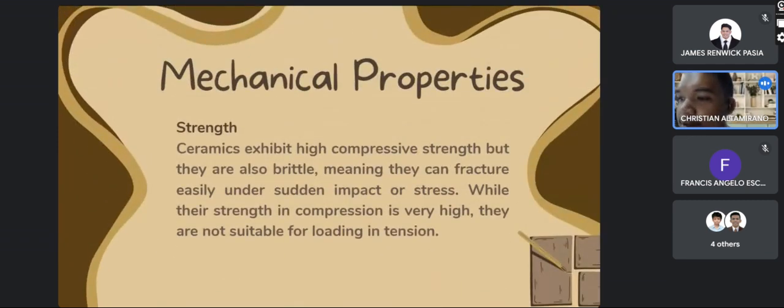In strength, ceramics exhibit high compressive strength, meaning they can withstand significant compressing forces before breaking. On the other hand, they are also brittle, meaning they can fracture easily under sudden impact or stress. This brittleness is a consequence of the rigid crystal structures, which don't easily accommodate deformation. Next slide, please.